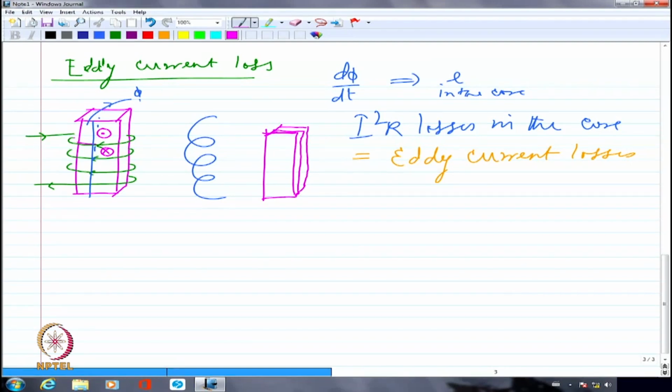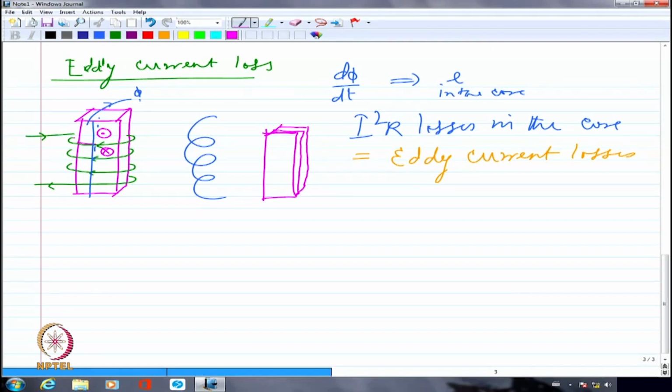So obviously, the current will be kind of interrupted and it will be forced to confine itself to only one particular stamping. I may call this lamination or stamping. So it has to confine itself to only one stamping. There is no other way. That is how it will be. So because of which, I am going to reduce the amount of current.